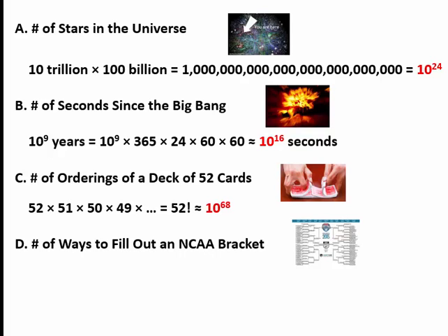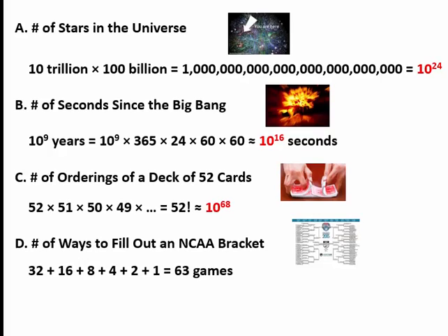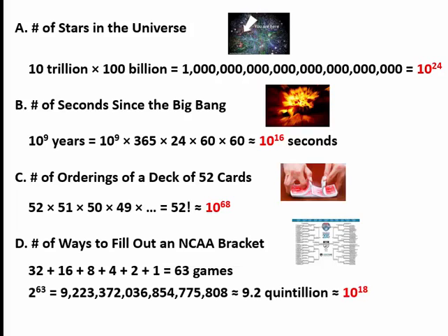Let's look at D, the number of NCAA tournament possibilities. So we have 64 teams that play 32 games in the first round, 16 games in the second round, 8 games in the third round, 4 in the regionals, 2 in the Final Four, and then comes the championship. So that's a total of 63 games. At each stage in your bracket, there are 2 choices for the winner of each game. So you have 2 to the 63rd power, or about 9.2 quintillion possibilities, or 10 to the 18th.